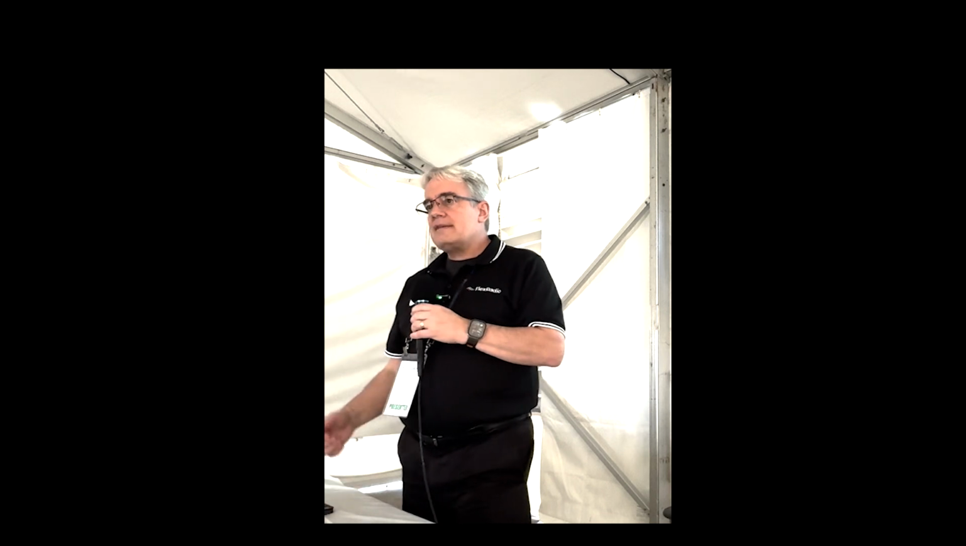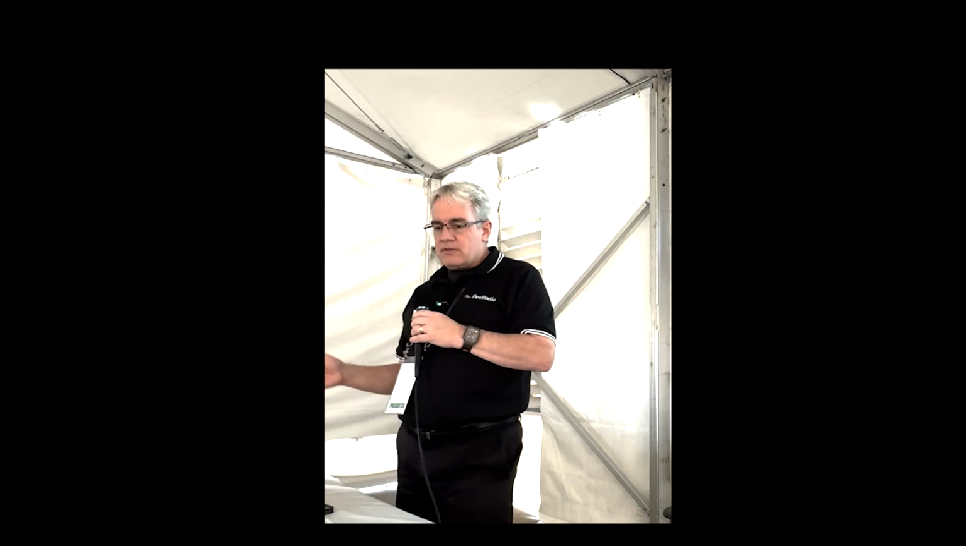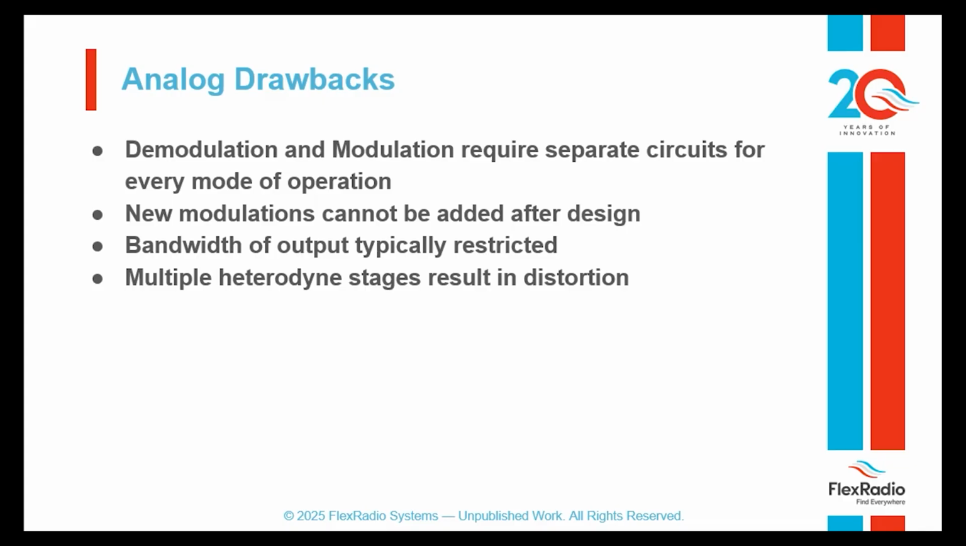So what are the drawbacks in having an analog radio where all those pieces are capacitors and resistors and mixers? The demodulation and modulation in a radio like that requires a separate circuit for each kind of modulation because they're not flexible and you can't change them out. You can't easily add a new modulation scheme or a new mode after you've bought the radio. Your bandwidth in the particular mode you're using is typically restricted based on your IF bandwidth. And then if you have multiple heterodyne stages or multiple mixers, those add noise and distortion over time.